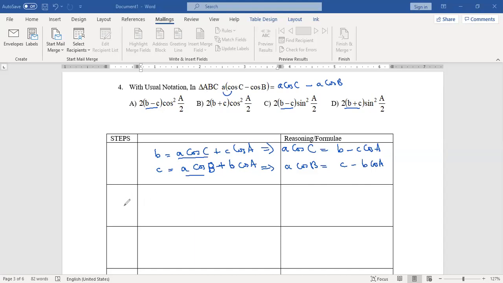Now just take the LHS and substitute. Have you understood or not understood? Sir, can you explain once again?